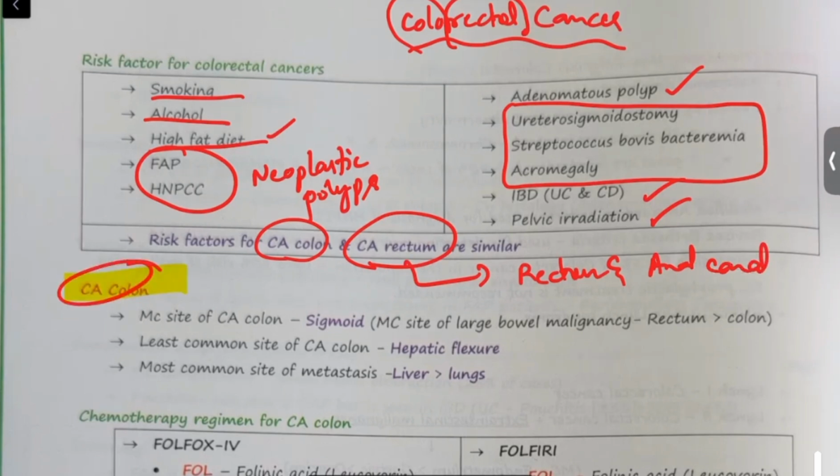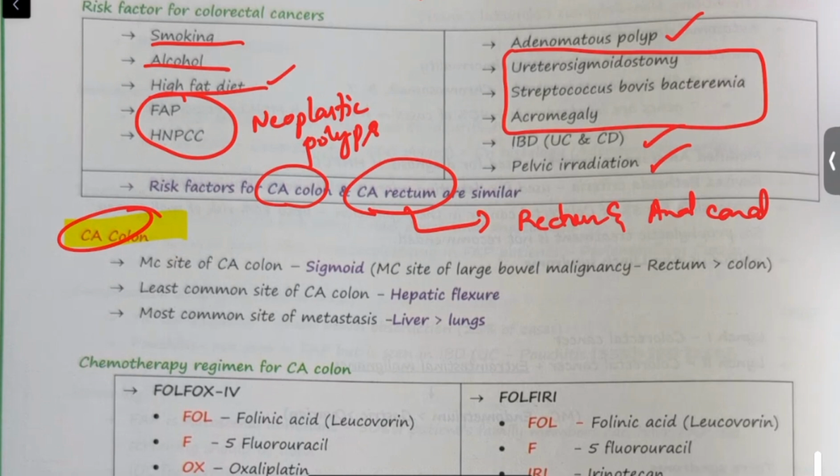Okay, now starting with CA colon. Most common site for CA colon is sigmoid, that is the last part. Okay, before rectum and anal canal, whatever the part is remaining, that is the most common site for CA colon. And least common site is hepatic flexure.